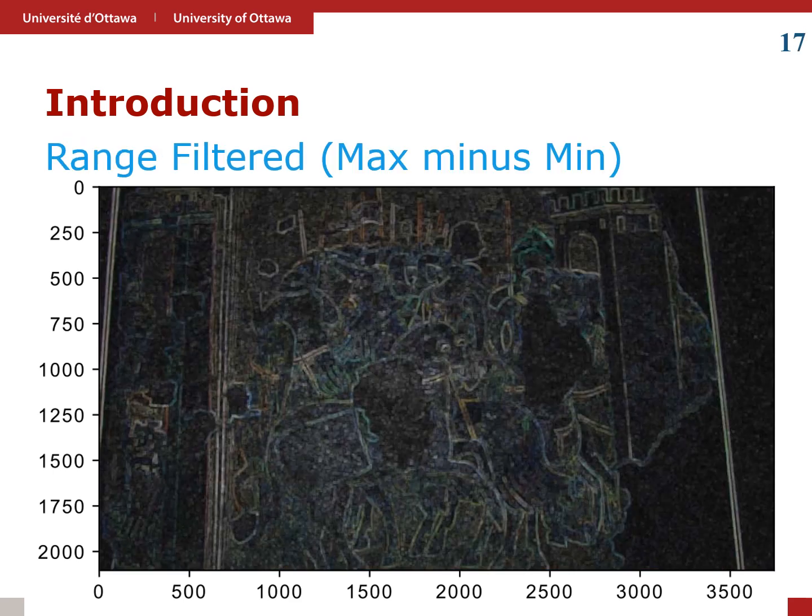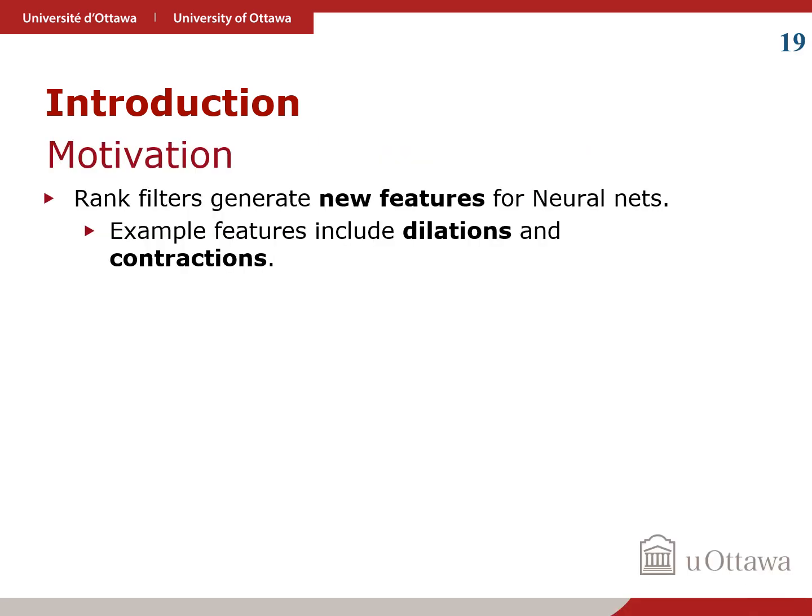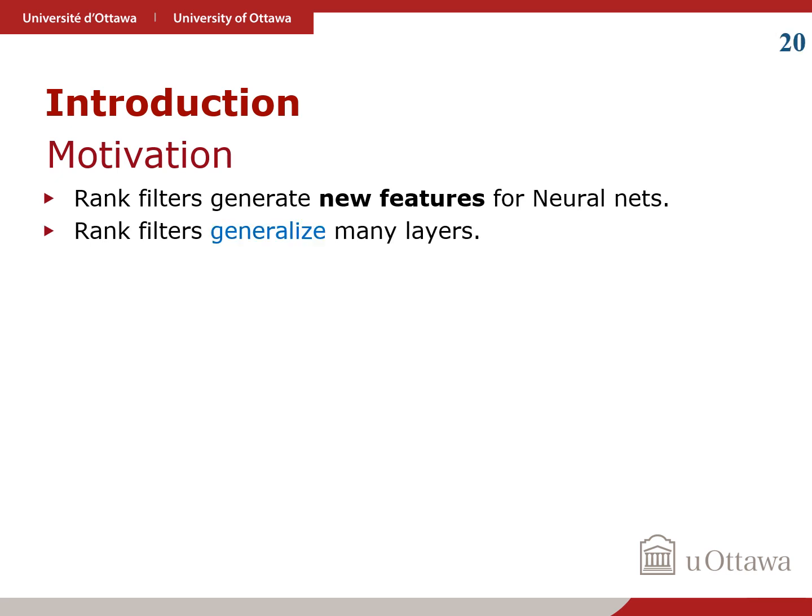Or you could have range filters. Those were used back in the days as edge detectors. And why not? You could combine information of the ranks between the channels and combine them together linearly to get something weird. So rank filters generate new features for neural nets. So the nonlinear features include dilations and contractions. Rank filters generalize many layers.